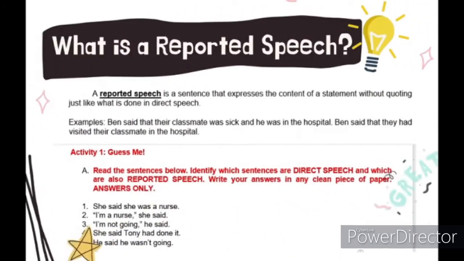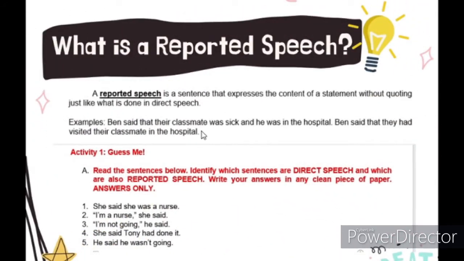So, what is a reported speech? Reported speech is a sentence that expresses the content of a statement without quoting, just like what is done in direct speech. Examples: Ben said that their classmate was sick and he was in the hospital. Ben said that they had visited their classmate in the hospital. Reported speech is usually used to talk about the past, so we normally change the tense of the verbs.